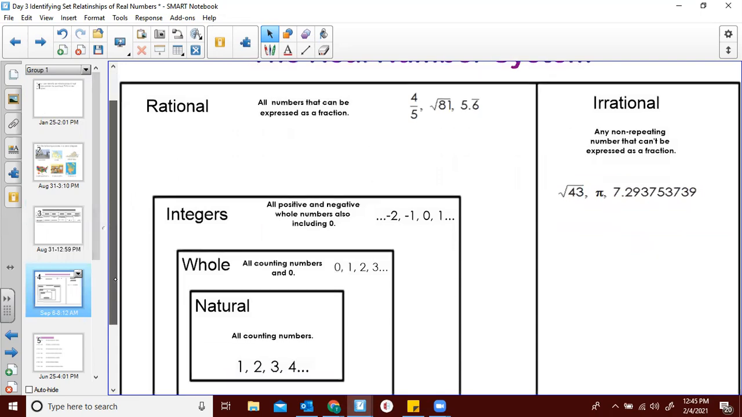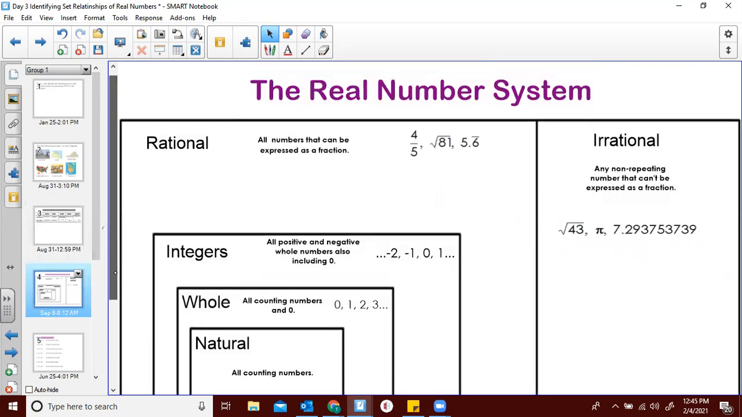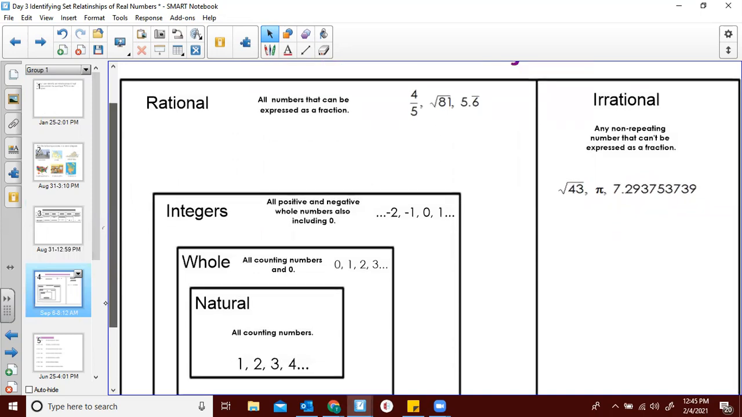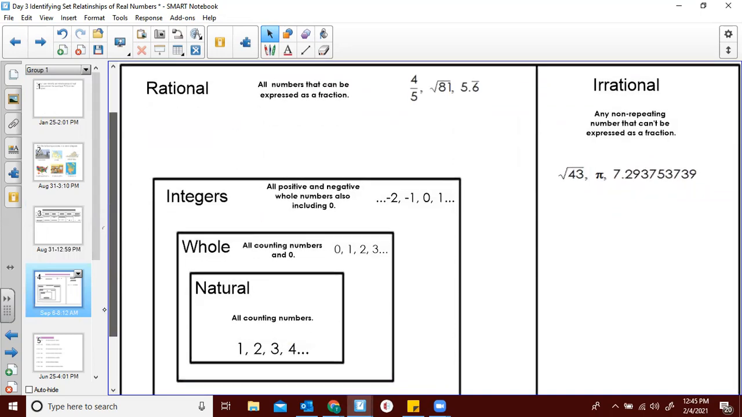So I would encourage you guys, remember this is the real number system, I would encourage you guys to screenshot this. I've uploaded it in your Schoology daily folders, so you have this. And again, it gives you all of our definitions, gives you all of our examples.